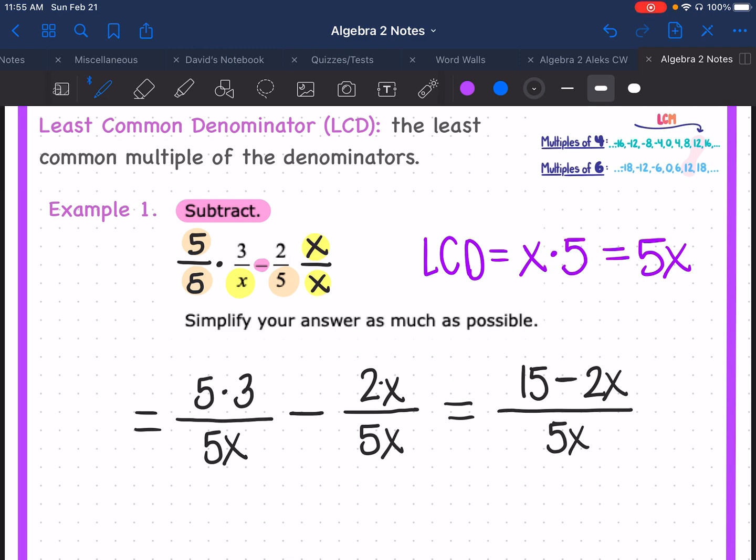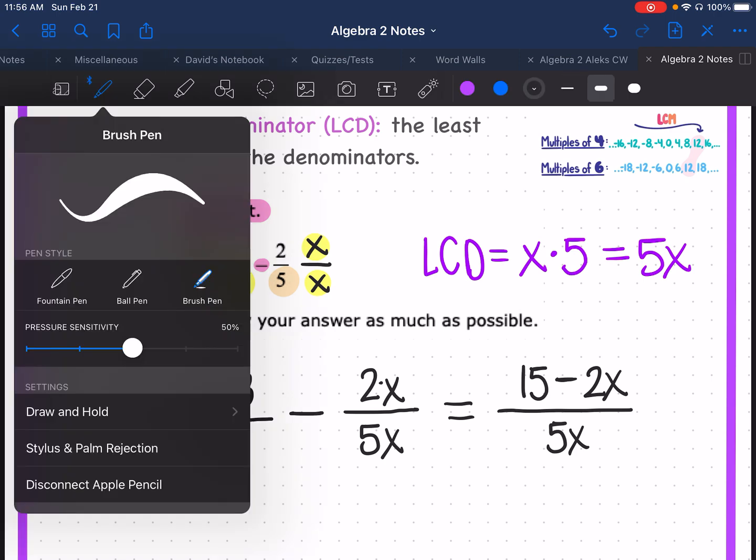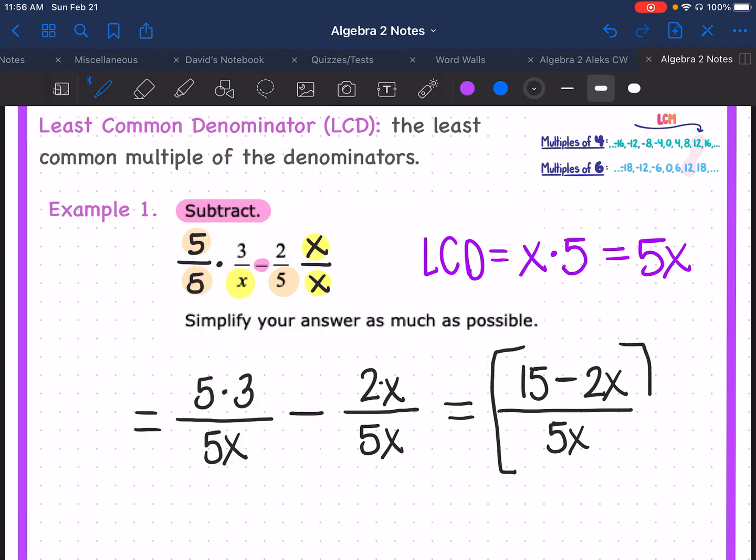The last thing you want to check before you say you're done and this is your answer, take a look at the numerator because there's nothing we can do to the denominator. We've already done what we could. Is there a number that divides into 15 and 2? Well, 2 is a prime number, so the only numbers that divide into 2 are 2 and 1. It's 2 factors. But 15 is not even, so I can't divide 15 by 2. I'm going to get a decimal. We're done. And this is our answer.